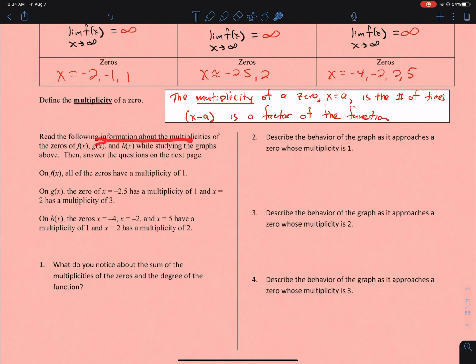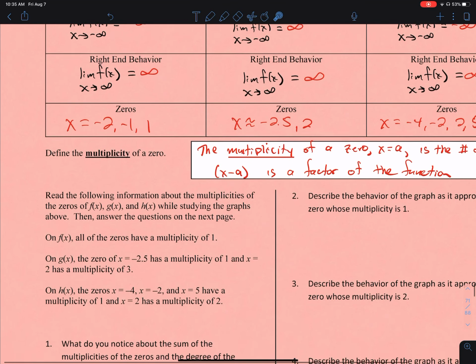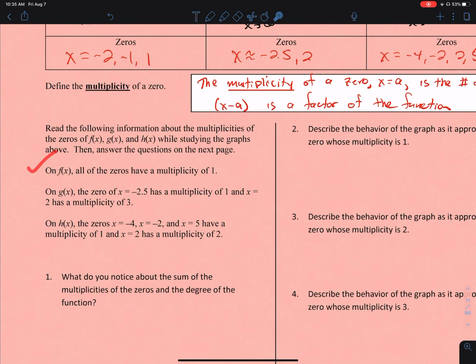Read the following information about the multiplicities of zeros of f, g, and h while studying the graphs above, and answer the questions on the next page. So on function f, all the zeros have a multiplicity of 1. So let's look at this. Even though we don't know what the actual equation is, it's saying this multiplicity is 1, this one's 1, and this one's 1. We know that because it tells us right here.